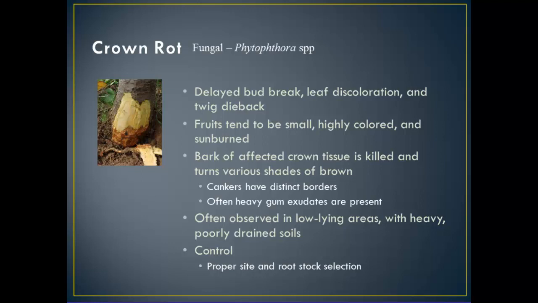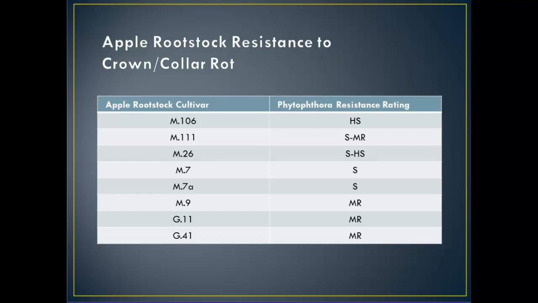If you're a homeowner, you might not necessarily know what your rootstock is, but if you are buying known rootstocks, I want to mention that all of them are somewhat susceptible to crown rot, or crown collar rot. I put this chart up here to show you that some of our more common dwarfing rootstock, like M9, is moderately resistant, which is good. But if you look at a little bit bigger tree, like an M7, you can see that they're susceptible. And some of our large trees, like the 111 and 106: the 106 is highly susceptible, and the 111 is susceptible to marginally resistant.